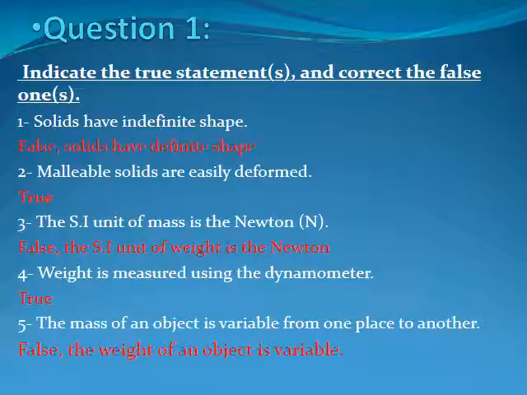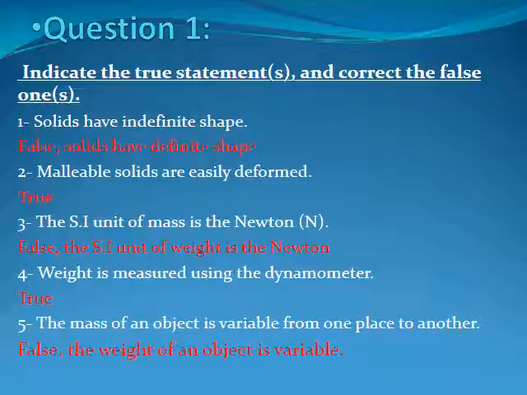Yes, Lua, true or false? True. If I say mass is measured using what? Digital balance. Okay, thank you. 5. Let's move to Lean. The mass of an object is variable from one place to another. True or false? False. What's the correction? The weight of an object is variable from one place to another.